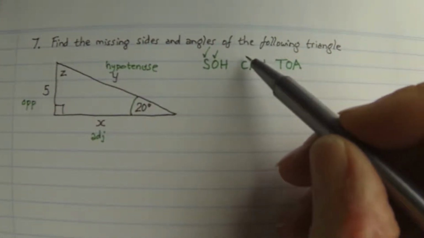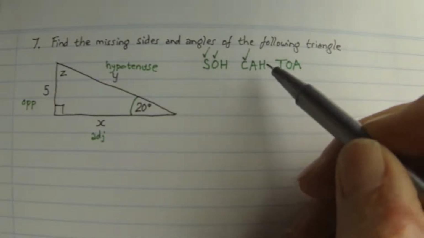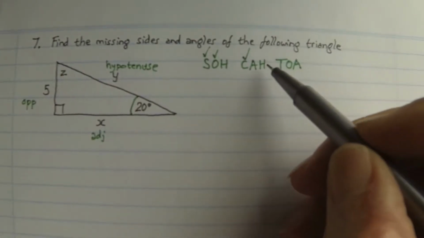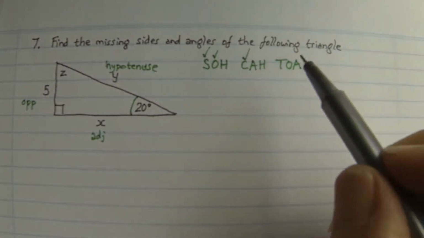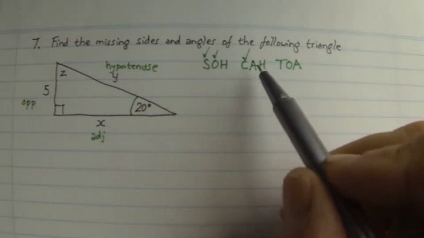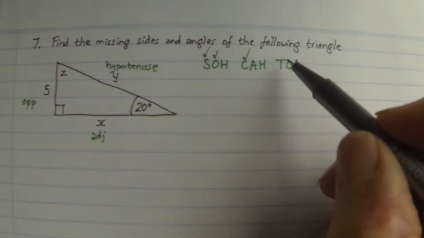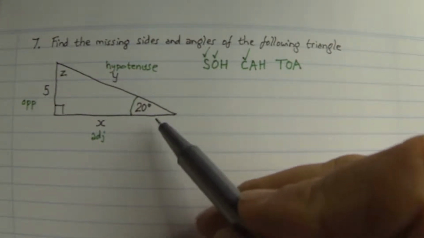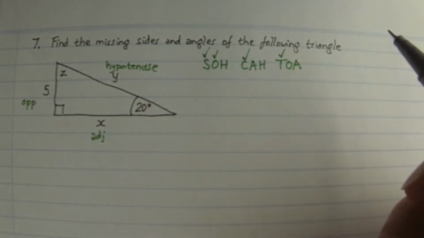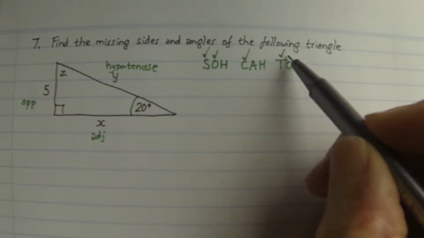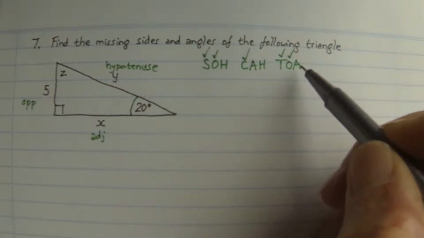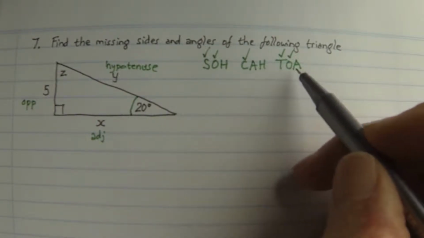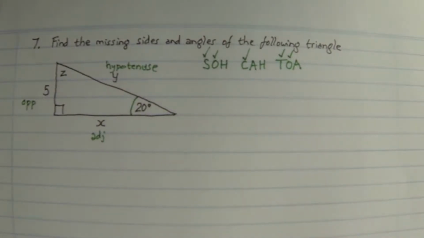Looking at this one, do we know the cosine of 20 degrees? Yes, we do. Do we know the adjacent side? No, we don't. Do we know the hypotenuse? Well, not yet. So maybe we could use that as a second step if we wanted to. Look at tangent. The tangent of 20 degrees is something we can work out on the calculator. Do we know the opposite side? Yes. Do we know the adjacent side? No, but that expression is something we could use to work it out. So let's have a crack.